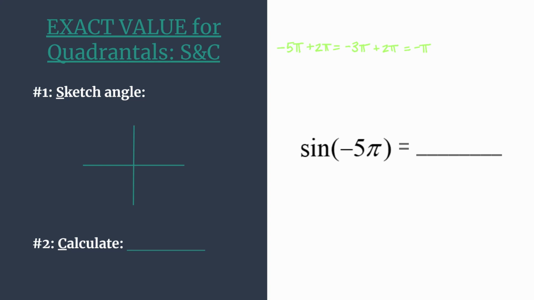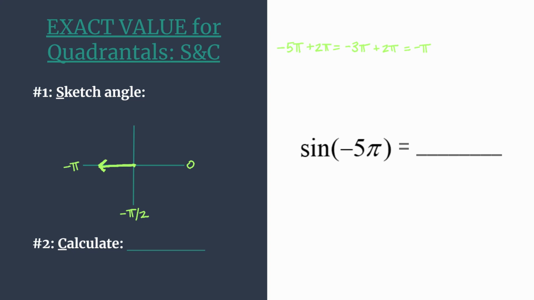Okay, so looking at negative pi, we know that that's a half rotation in the clockwise direction. So working here, we have 0. This would be negative pi over 2, and here's negative pi. Okay, so we're sketching the terminal side here. We know that this angle is a quadrantal because it falls on the axis. That's all we mean by quadrantal.